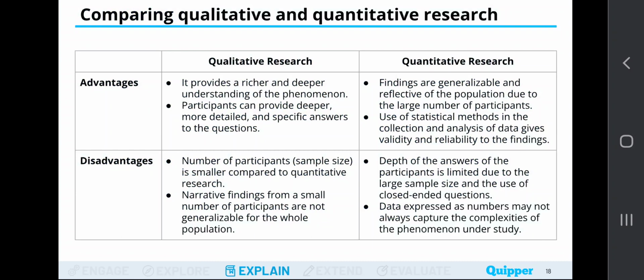phenomenon under study. Let's put this into context. Nowadays, we rely and we debate about survey results on presidential, vice presidential, and senatorial candidates. However, class, remember that these surveys are being conducted in large numbers. So it may not always be able to capture the different complexities of these surveys among these candidates under that particular study.